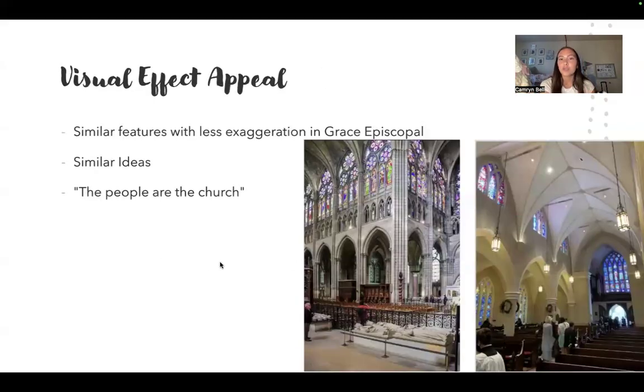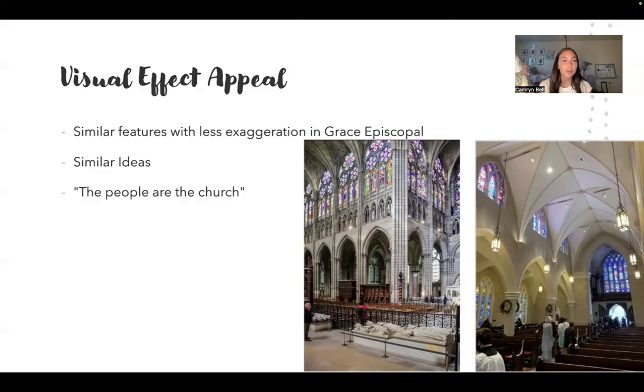So I guess a good question to ask yourself is, would someone feel the same things in Grace Episcopal as they would in a traditional Gothic architecture style church? I would say yes, there are lots of similar features. Like we have the pointed arches right here, we have the stained glass windows with the bright colors and storytelling on them. So similar ideas, similar layouts.